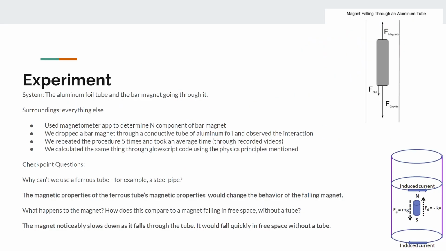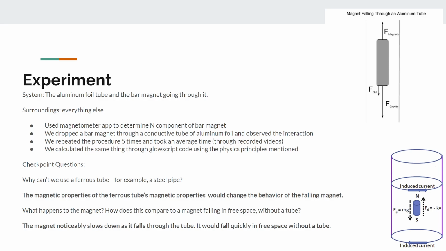Experiment. The system is the aluminum foil tube and the bar magnet going through it. Surroundings are everything else. Essentially, we used a magnetometer app to determine the end component of a bar magnet. Then we dropped that magnet through a conductive tube of aluminum foil 5 times, and took the average time it took to fall through. Then we calculated the same thing through GlowScript code using physics principles mentioned earlier.